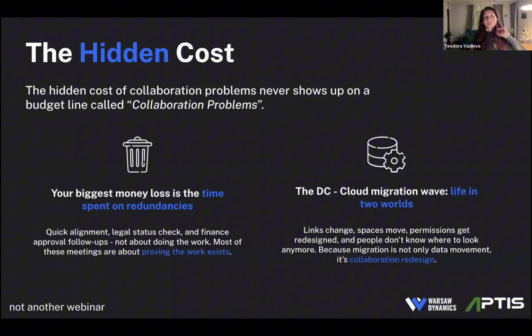And one important thing that I want to mention here is not only the hidden cost, that is the budget line with collaboration problems. Of course, you have money lost spent on redundancies. Of course, we have now the biggest problems with the DC to cloud migration, life in two worlds. You have the people that don't know where their work lives. You have change of links, moved spaces, permissions all over. So these are all hidden costs, all troubles that you're not sure whether they exist or not, because you're basically stuck in this circle of trying to collaborate inside and outside the company.